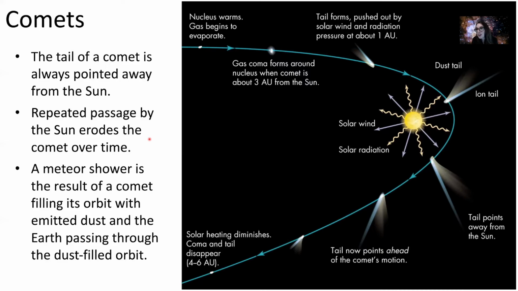Now, every time these comets pass by, the sun's heat and the solar wind are going to erode them. So every time they swoop in close to the sun, they're actually losing a little bit of mass when they do that. And every meteor shower is a result of a comet filling its orbit with emitted dust and the Earth passing through that dust-filled orbit. These meteor showers happen routinely throughout the year. There's always a meteor shower near my birthday called the Perseids meteor shower in August.